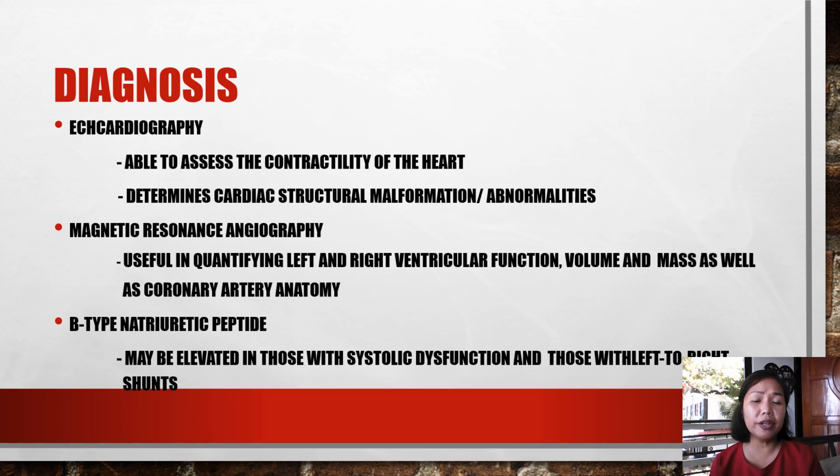Echocardiography determines cardiac structural malformation or abnormalities. It is also used to assess the contractility of the heart. Magnetic resonance angiography is useful in quantifying left and right ventricular function, volume, and mass, as well as coronary artery anatomy. The B natriuretic peptide may be elevated in those with systolic dysfunction and those with left to right shunts.